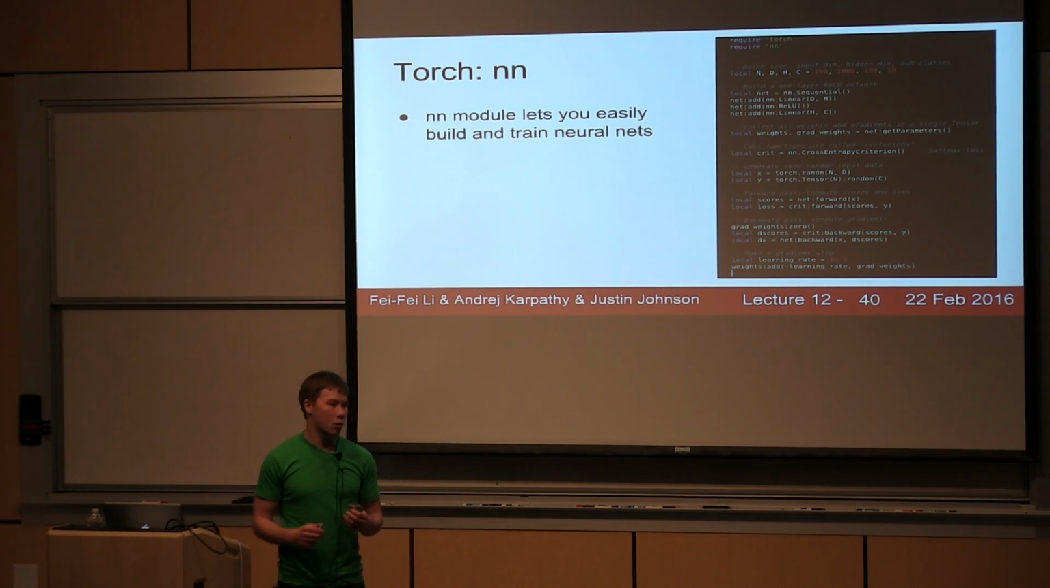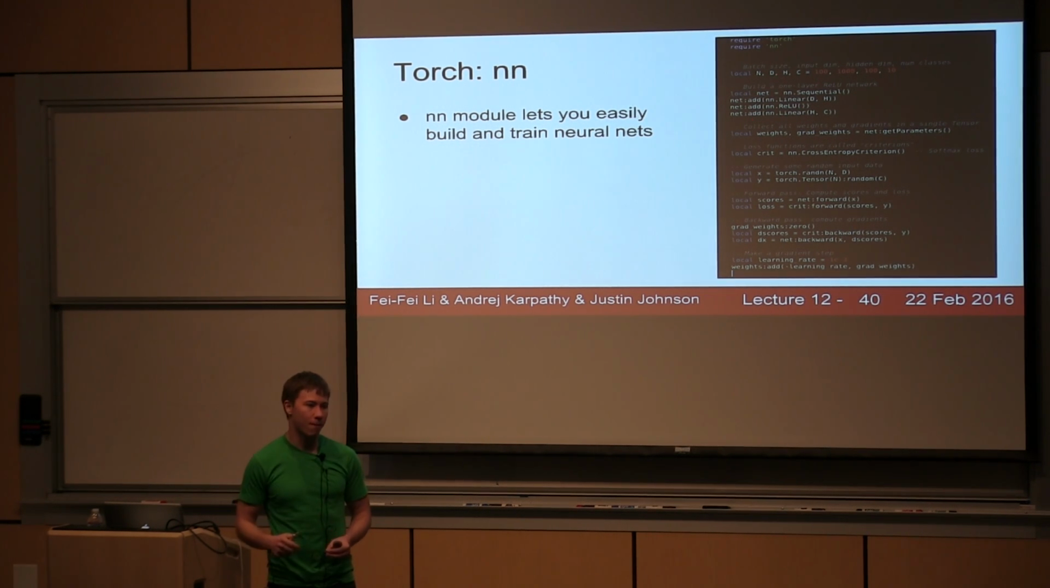So here's this same 2-layer ReLU network using the NN package. We define our network as a sequential, so it's going to be a stack of sequential operations. We're going to first have a linear, which is a fully connected layer from our input dimension to our hidden dimension. We're going to have a ReLU and another linear. Now we can get the weights and gradients in one tensor for each using this get parameters method. So weights will be a single Torch tensor that will have all the weights of the network, and grad weights will be a single Torch tensor for all of the gradients. We can generate some random data. Now to do a forward pass, we just call the forward method on the net object using our data. And this gives us our scores.